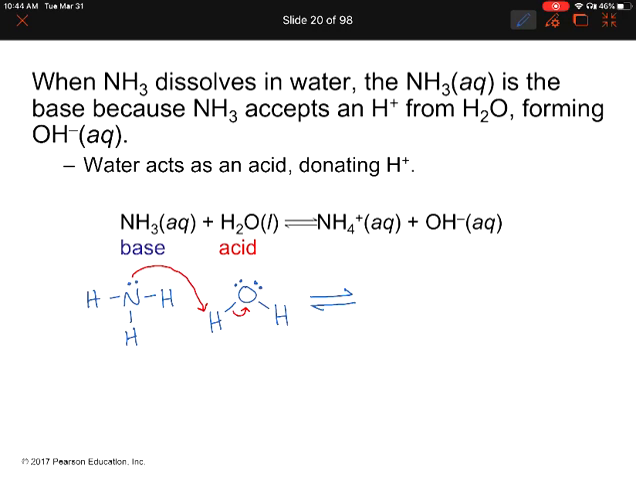So our two products here, we're going to end up with the ammonium ion, where nitrogen is bonded to 4 hydrogens, and then there's a positive charge. And then our other product is the hydroxide ion, which has a negative charge.